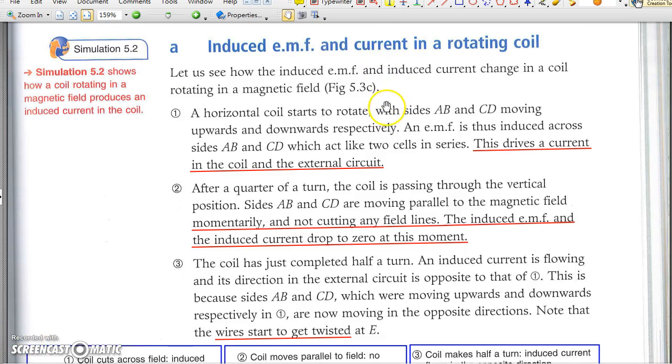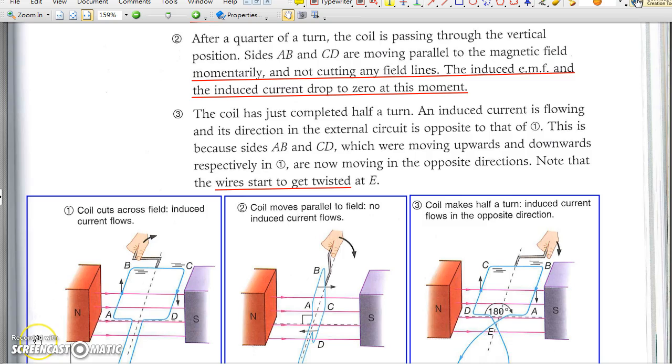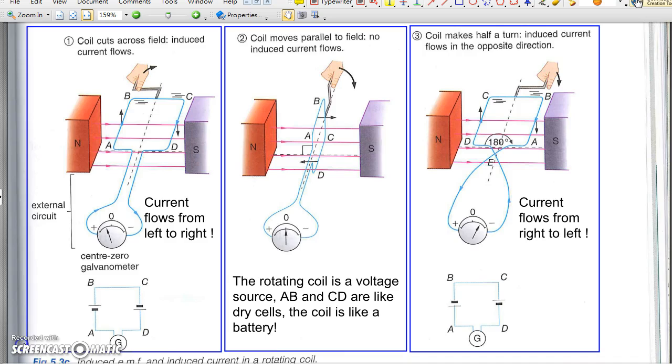When the coil in its horizontal position starts to rotate, the sides AB and CD cut through the magnetic flux, and hence EMFs are induced. According to the Fleming right-hand rule, the two induced EMFs flow in the same direction, and hence the two sides act like two dry cells in series. The induced current flows from right to left through the ammeter.